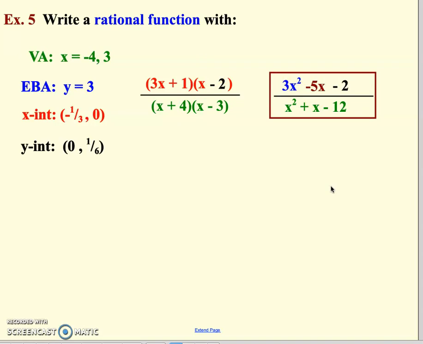So as you first read through it, you might go, well, there was no way I knew about a second intercept. And you didn't know about that when you started.